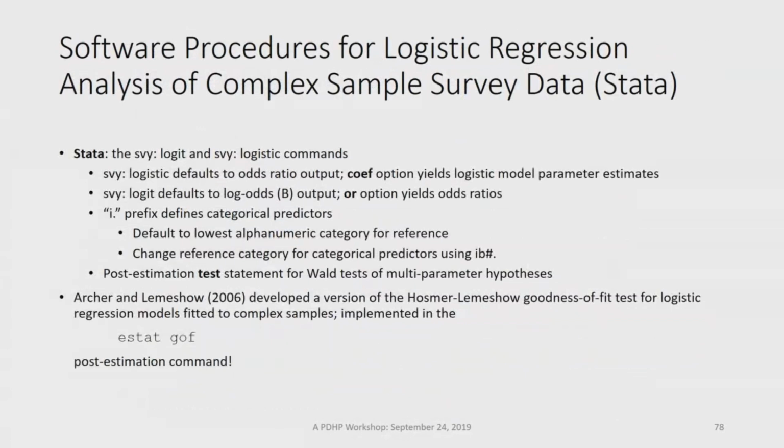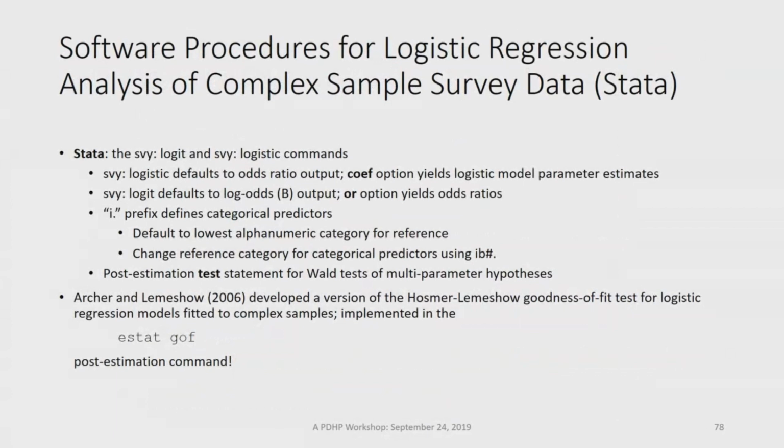Now, Stata gives you the svy: logit and svy: logistic commands. They do the exact same thing. I don't know why they do this, but they do. Okay? Logistic defaults to odds ratio output. If you like odds ratios, you can use logistic. Logit defaults to coefficient output. So if you like coefficients, use logit. There's an option in both of them that gives you the other one. So not really sure why they do that, but it is what it is. So you can add OR as an option to svy: logit, and you get odds ratios. You can add coef as an option to svy: logistic, and you get coefficients. You get the exact same results either way.